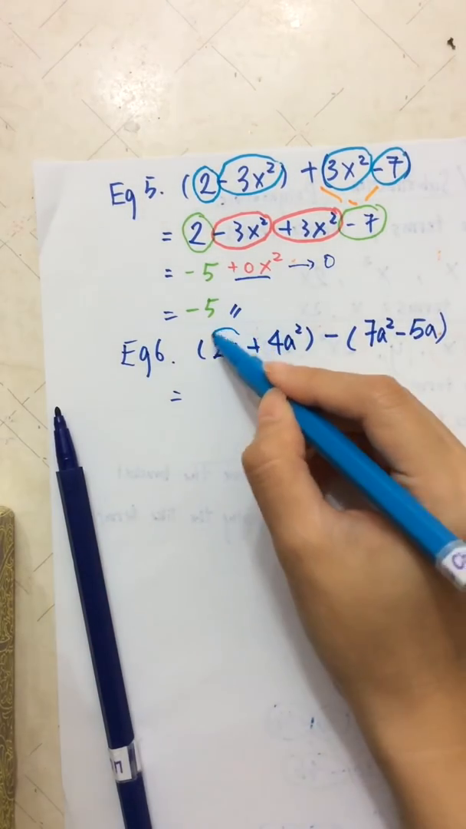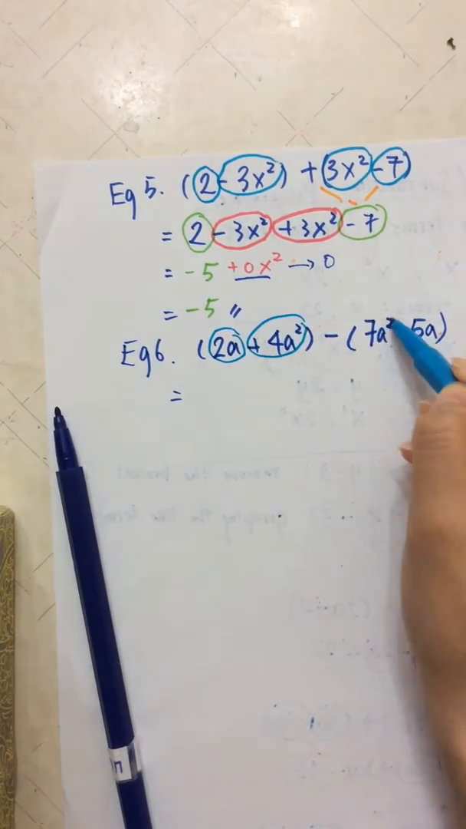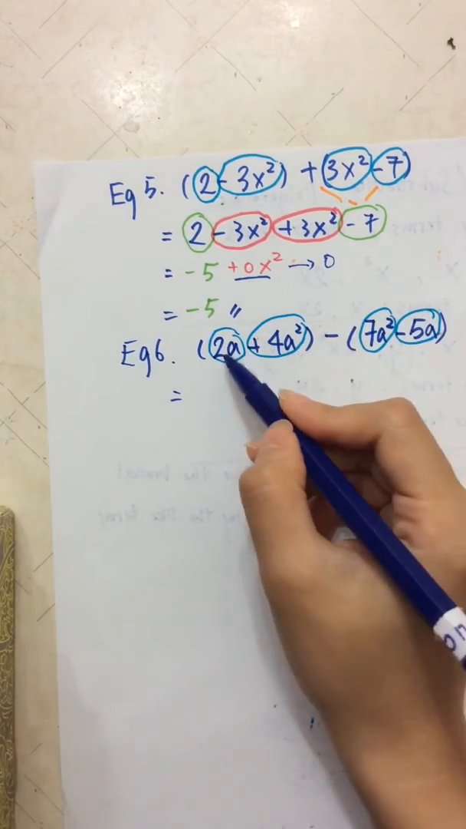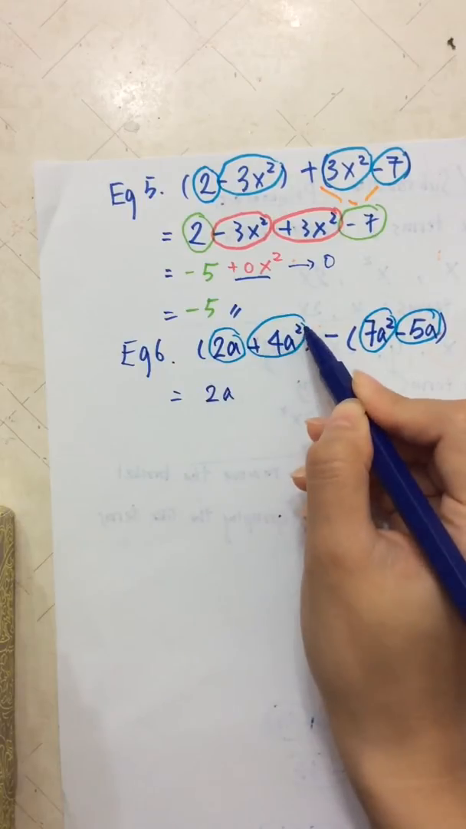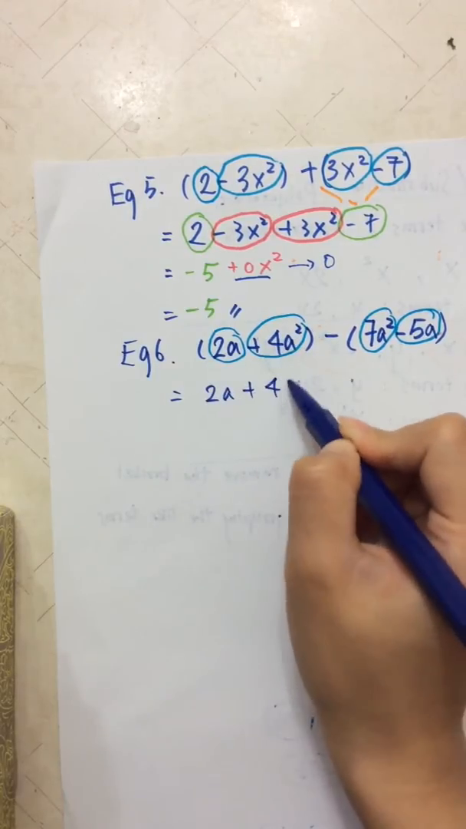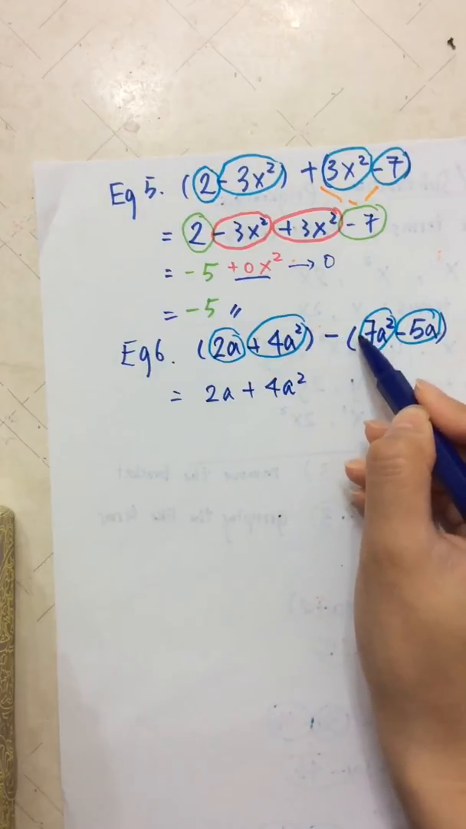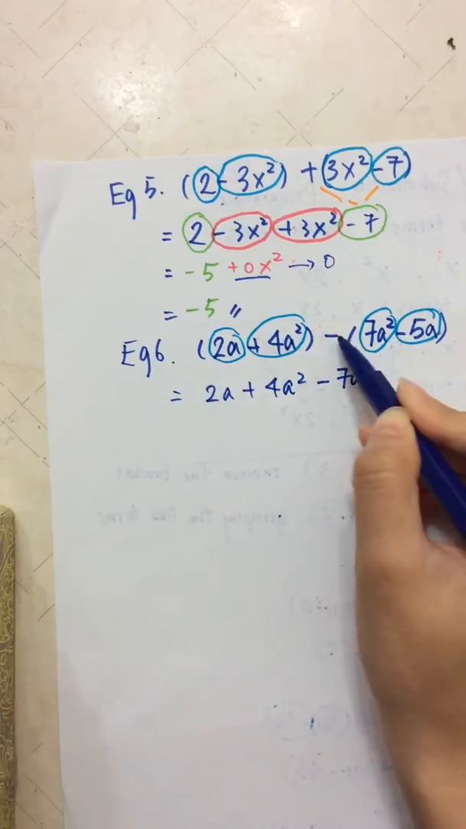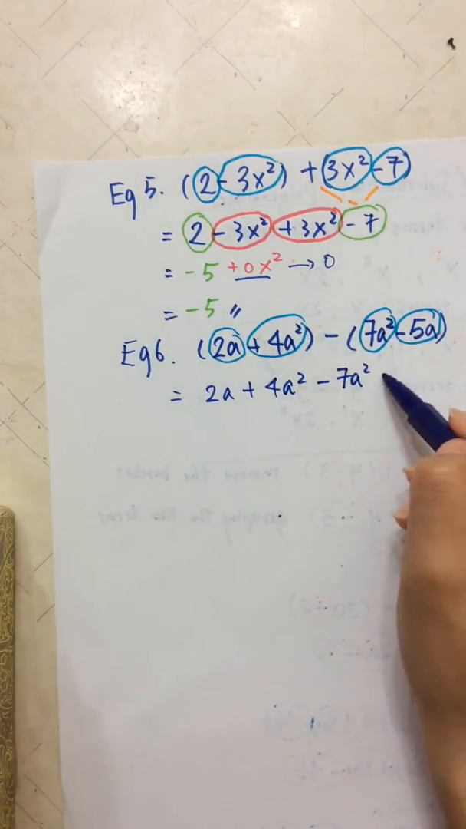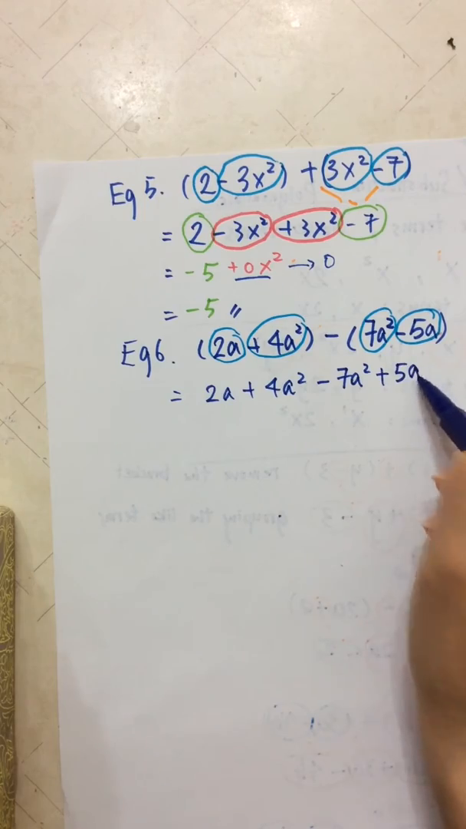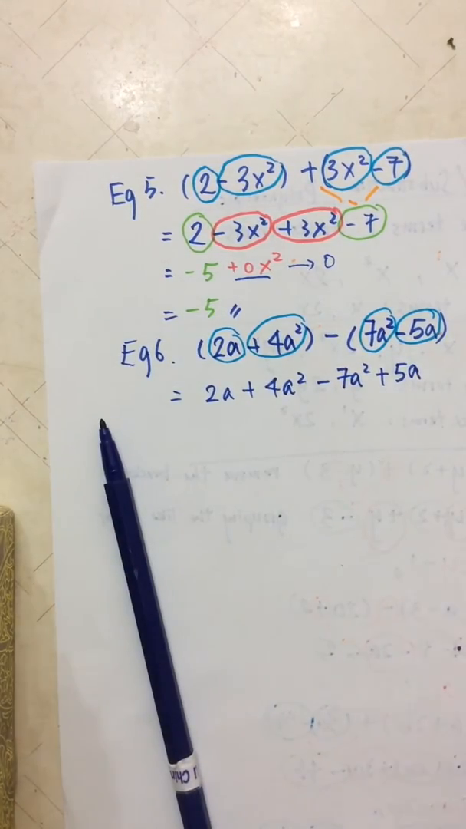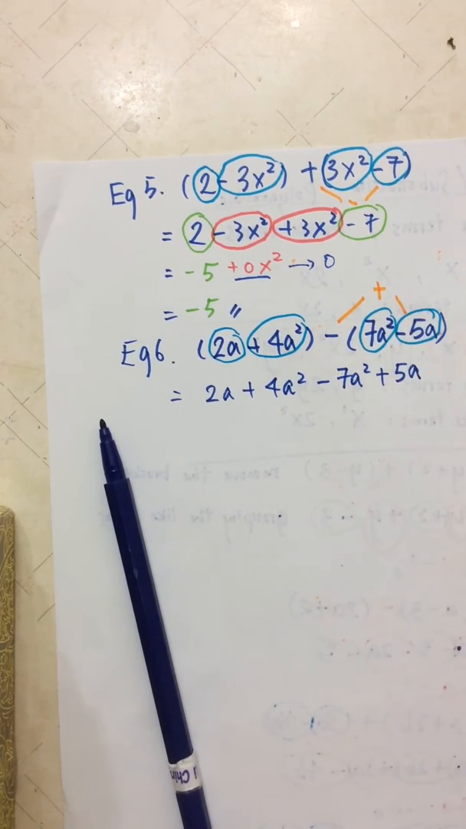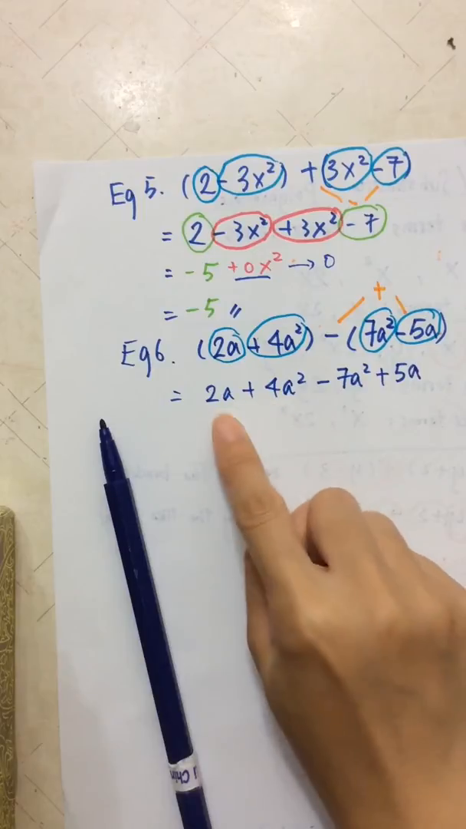So for the next step, just circle it and think about removing the bracket. 2a, copy here, 4a to the power 2, and then negative here, no symbol, so the negative is just copied. And then the negative becomes positive, positive 5a. You need to think about this one. Negative will become positive.